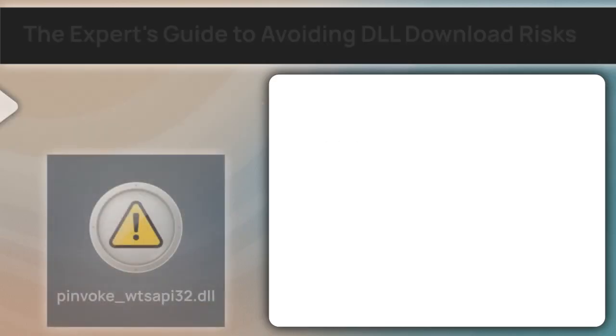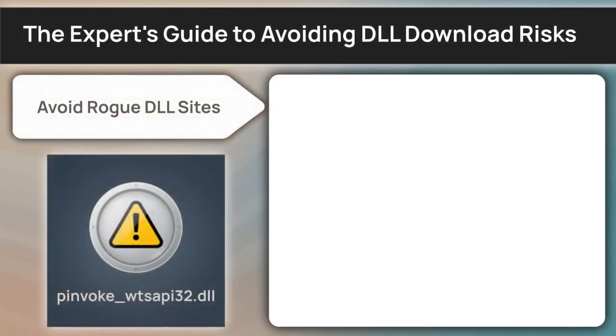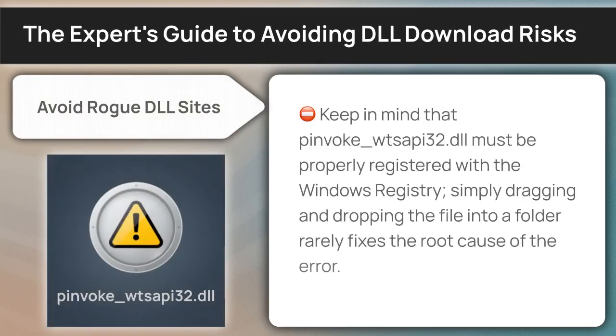From a systems engineering perspective, there is one major security pitfall I need to help you avoid. From a diagnostic standpoint, a missing P/Invoke Terminal Services API 32 DLL error is often just a symptom of a larger system conflict that a simple manual download is incapable of fully resolving.